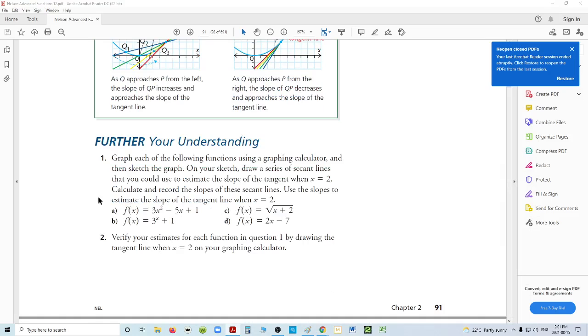Okay, graph each of the following. On your sketch, draw a series of secant lines that you could do to estimate the slope when the tangent is x to 2. Record the slopes of these secant lines. Use the slope to estimate the slope of the tangent line when it's 2. So the first one, 3x squared minus 5x plus 1.